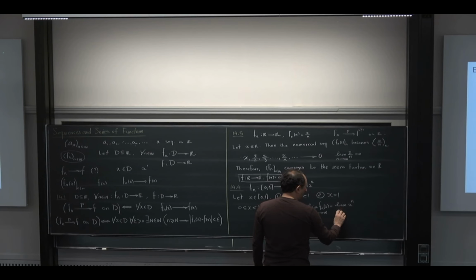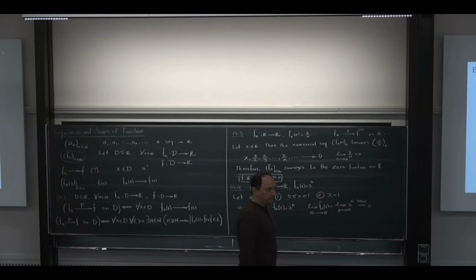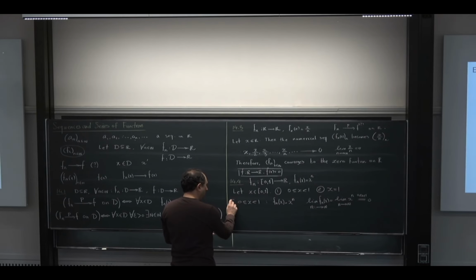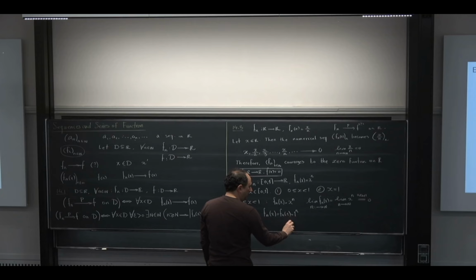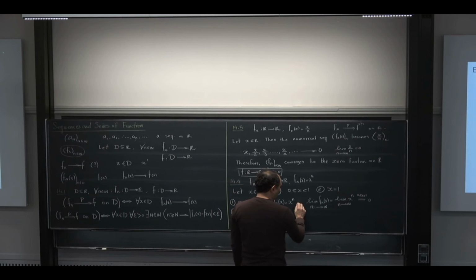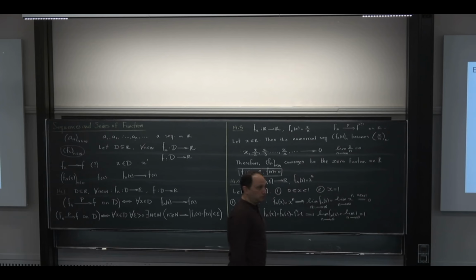And this is something you already studied in calculus. So what's the limit? It is 0, because x is between 0 and 1. So this is number 1. Number 2, if x is equal to 1, then f_n of 1 becomes 1 to power n, which becomes 1. Therefore, the limit of f sub n of x as n goes to infinity becomes the limit of 1 as n goes to infinity, which is 1. But this is not enough.